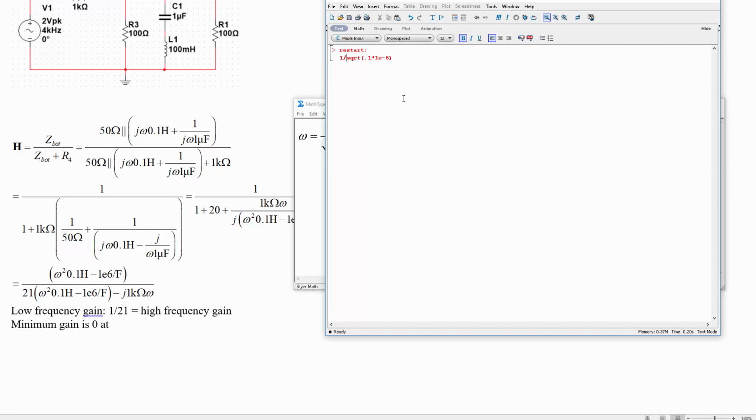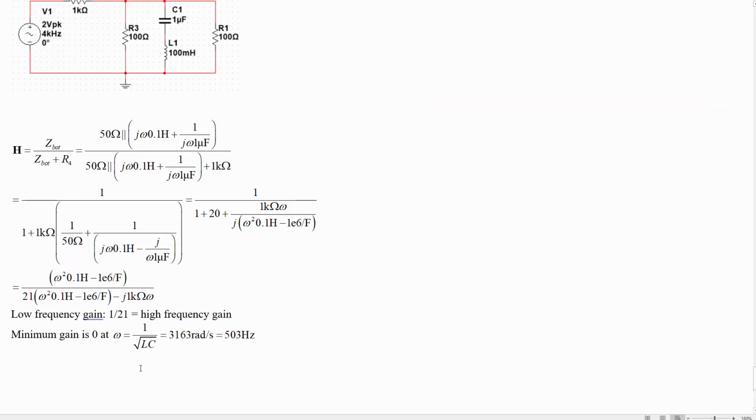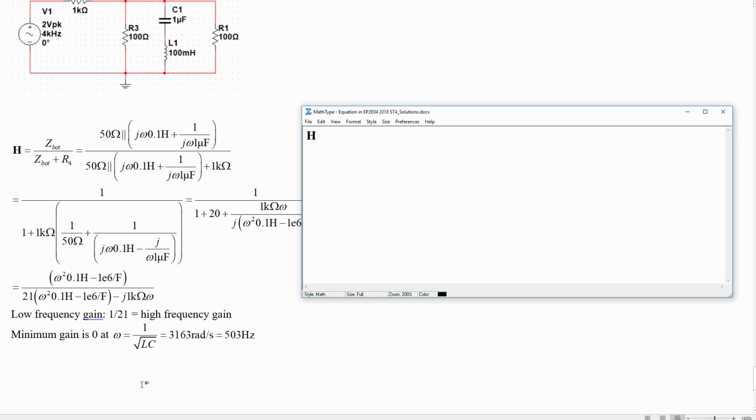And if we take 1 over that, yeah, 3163 rad per second, which is going to be 503 hertz. Okay. So the next thing is to find the critical frequencies, and for that we're going to look for what the magnitude of H is.